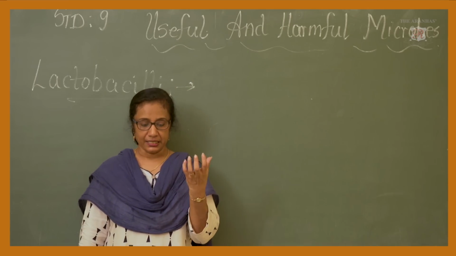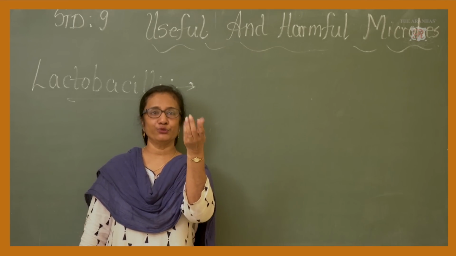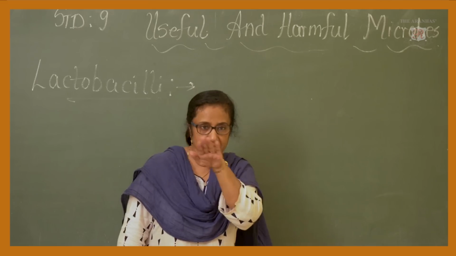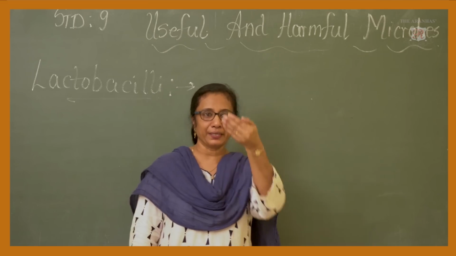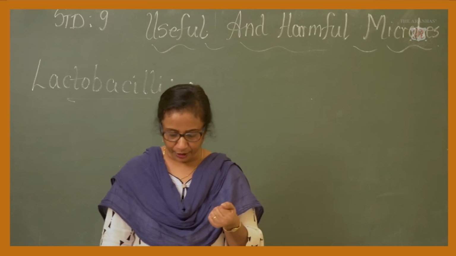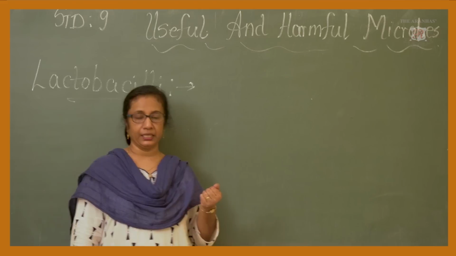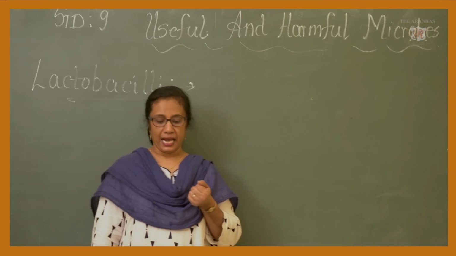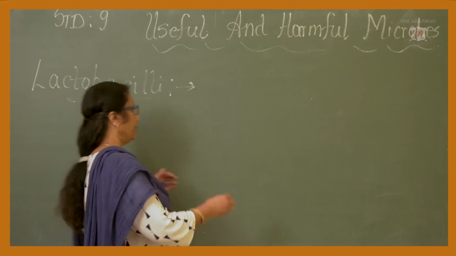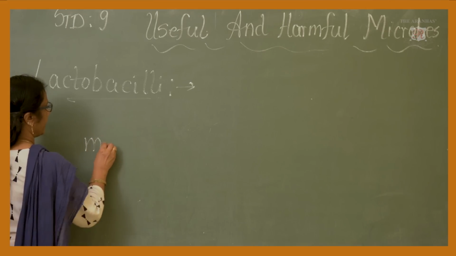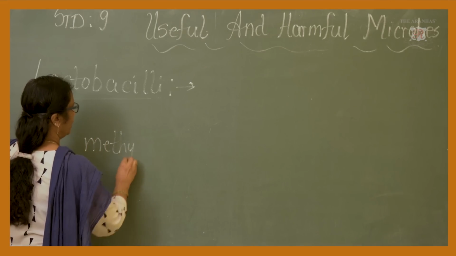Take a smear. A smear is a few drops, just apply a thin layer. Take a smear of fresh buttermilk on a glass slide and stain it with methylene blue. We are using a stain, methylene blue.